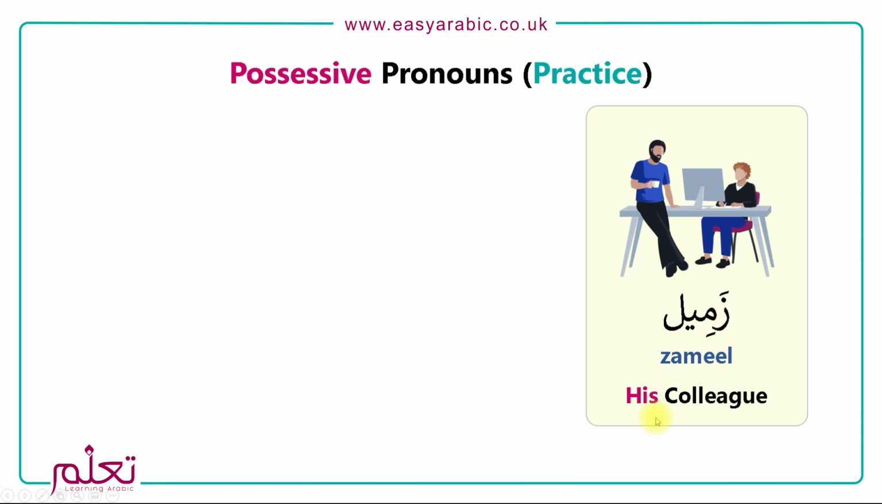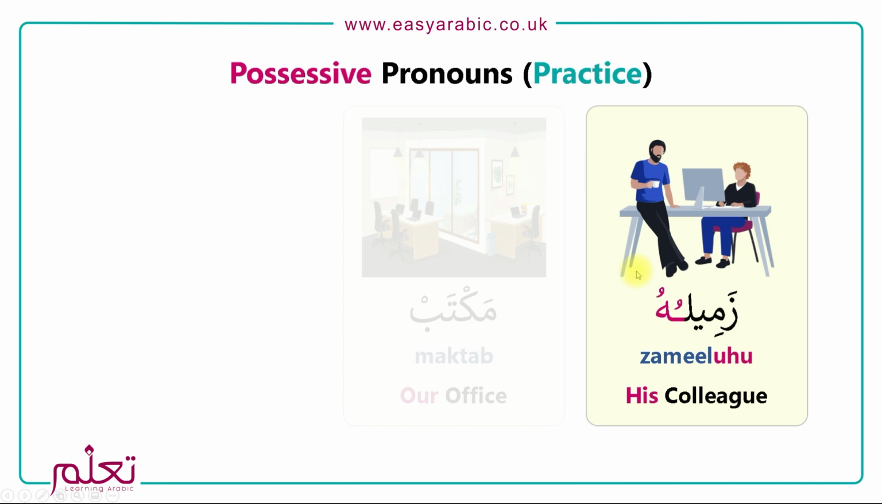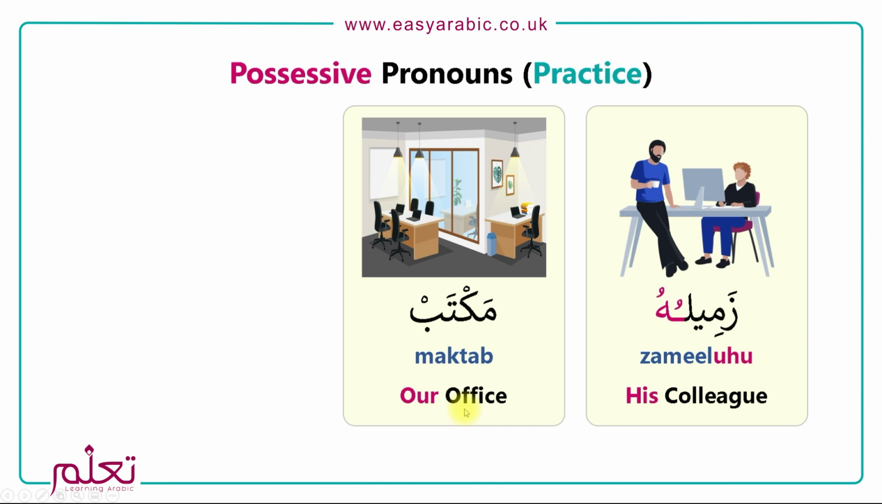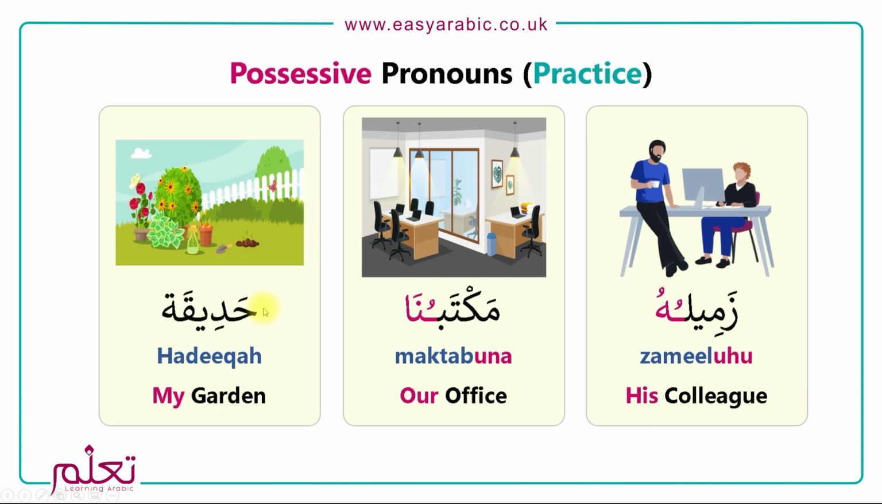Okay, so the first one is zamil, which is colleague, and what we want to say is his colleague. So the suffix we're going to add is hu, it becomes zamiluhu, okay, his colleague. Next one is maktab, which is an office. So we want to say our office, so we know the suffix we're going to apply is nun alif, it becomes maktabuna. Okay, next one is hadiqa, which is garden, and we want to say my garden. So here, the suffix we need to add is ya. But the thing we need to do also is to change the ta marbuta to a normal ta. So it becomes hadiqati. Okay. Zamiluhu, maktabuna, hadiqati. Okay. Another one.